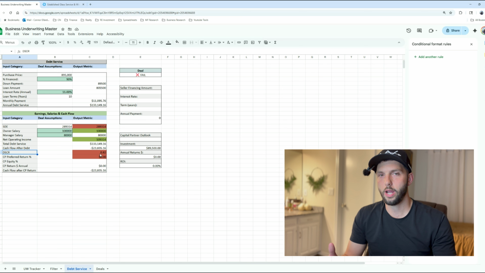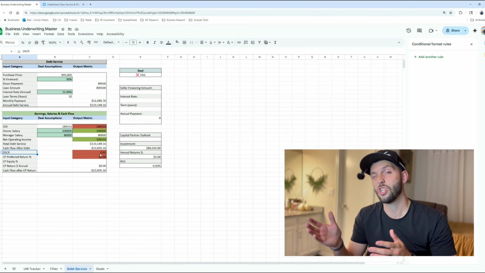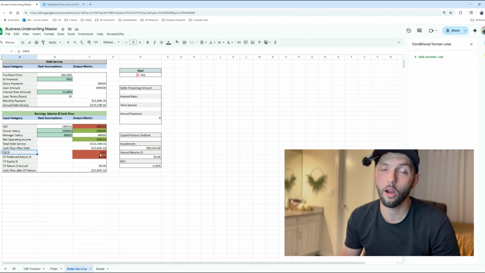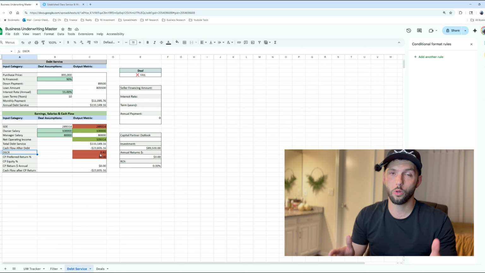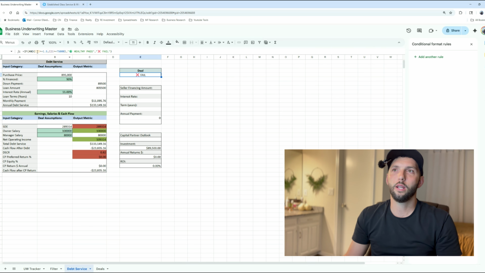According to what I've read, SBA is not even going to fly on like a 1.4, 1.5, 1.6. They want to see close to 2, if not 2 or higher, which I'm sure is extremely difficult to pencil out. But right now we're at 0.82. This is not a deal. We're bringing in our own money, and we don't even have money to pay a capital partner. This is a big fat fail. This is what I have on a metric. I just have a little tab up here that says fail.